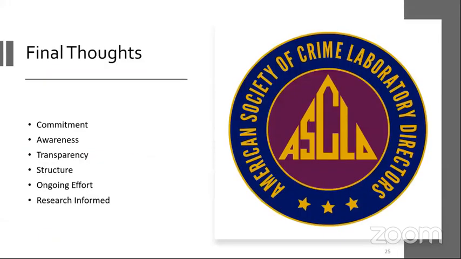Final thoughts on my part include a commitment. This takes commitment of every individual in the laboratory, but it must be led by leadership. It starts with awareness and an understanding of what bias is, why it's important, why we need to talk about it, why we're building these systems and processes to mitigate the impact of it, and then execution as well. Ultimately, I think that transparency is key to successfully ensuring that you're minimizing the impact of bias.